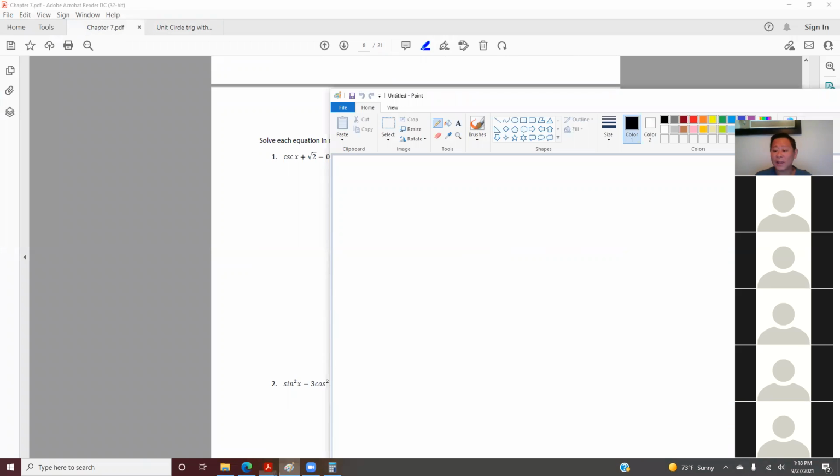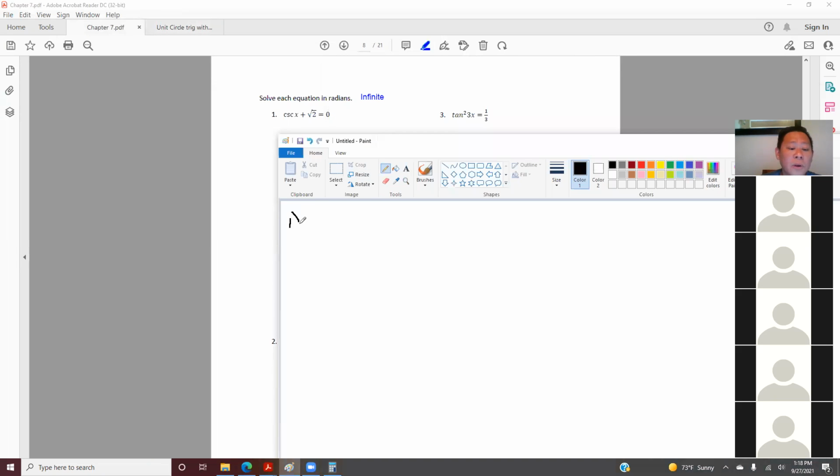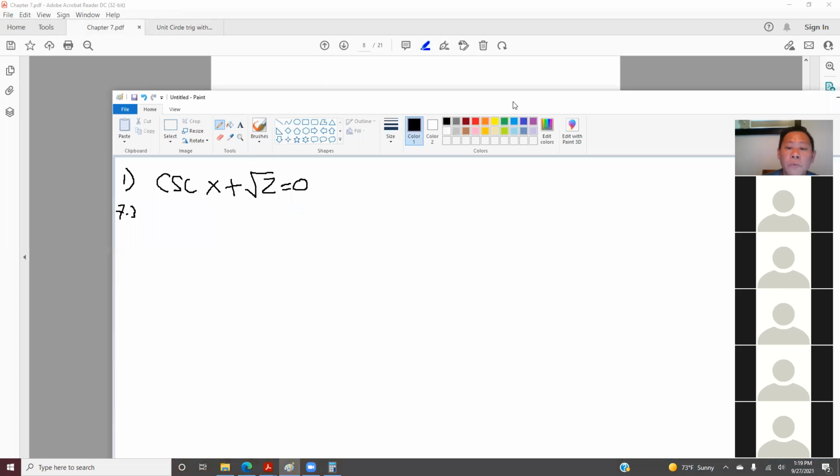So the first question that we have here is asking for an infinite solution. So we will have, this is 7.3. We have cosecant x plus √2 equals 0. So every time you want to solve an equation here, we are solving for x. So like solving equations, the first thing we're going to do here is we need to get rid of this √2 so that x is by itself.